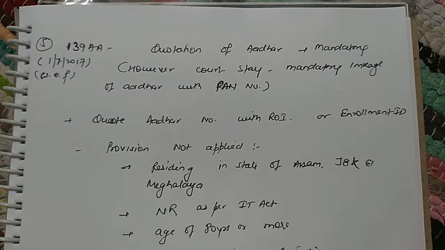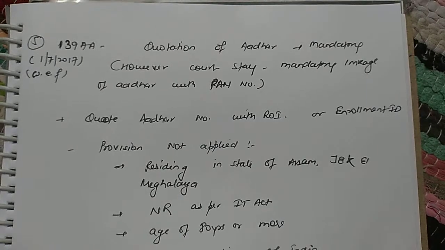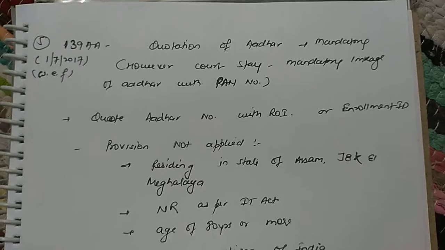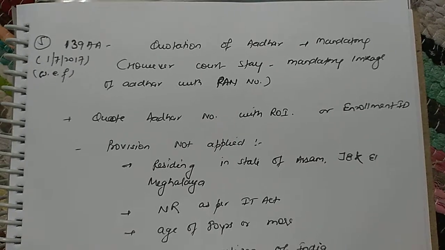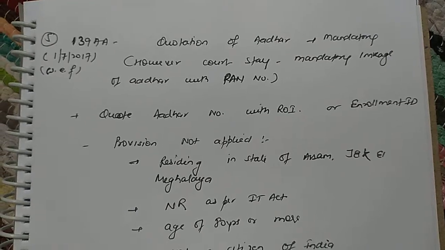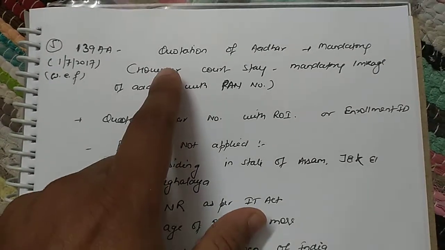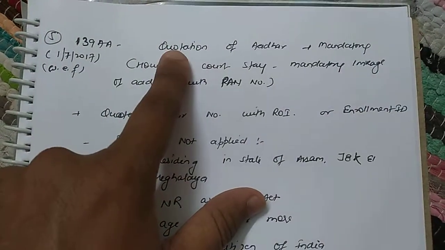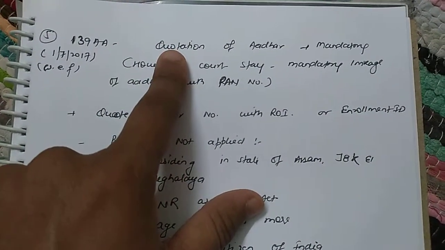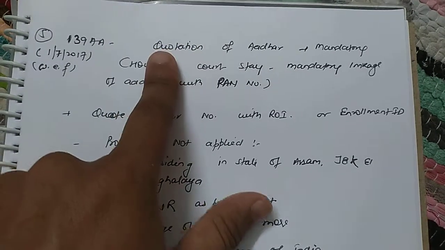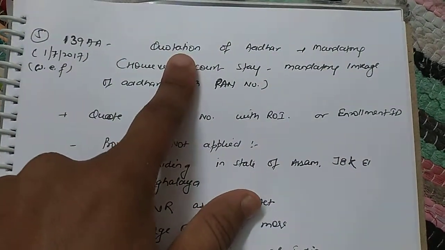Now let's move forward and talk about section 139AA, which talks about the quotation of Aadhar. As you might be aware, Aadhar quotation is mandatory while submitting the return of income. This section also mandates the assessee to link their Aadhar with the PAN number, and if the PAN number is not linked with the Aadhar, then that PAN number will be considered invalid.